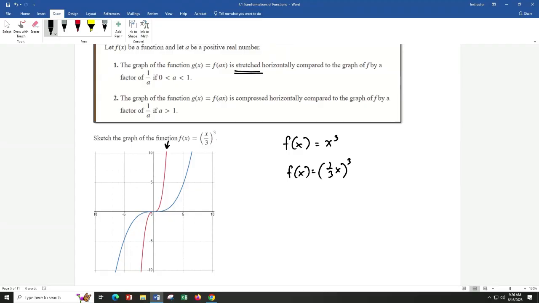Okay? Anything greater than 1, right? What's going to happen to it? Greater than 1, it's going to start doing what? I won't say shrink, compress. It's going to start doing this. It's going to get closer and closer to that y-axis, whereas the other one was getting closer and closer to the x-axis. Okay?